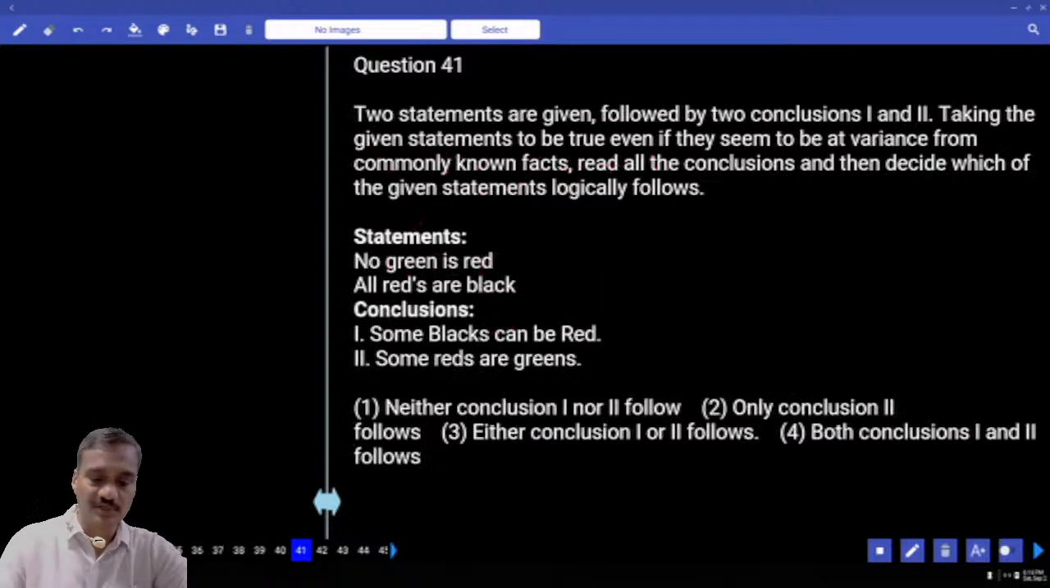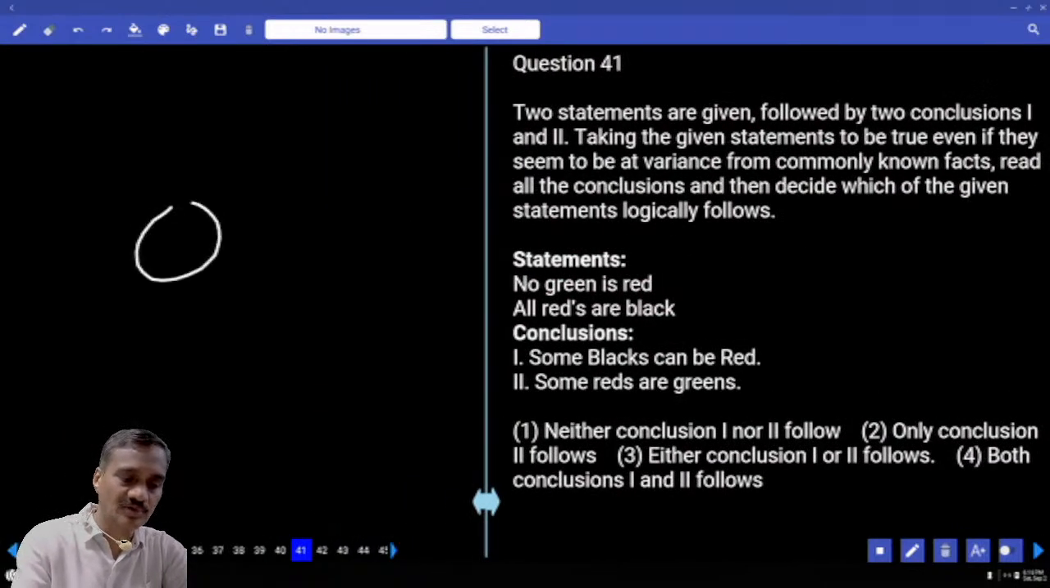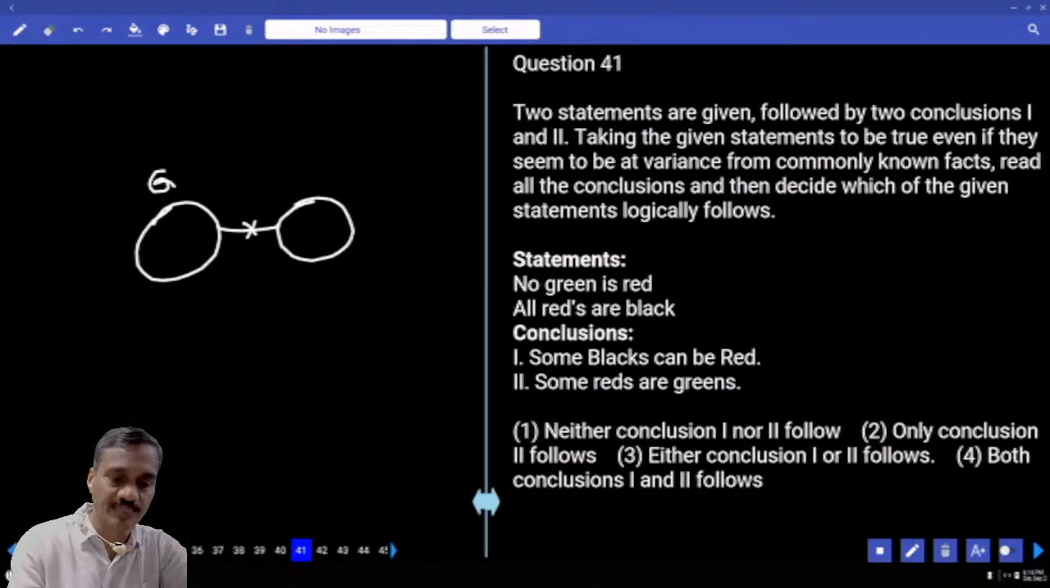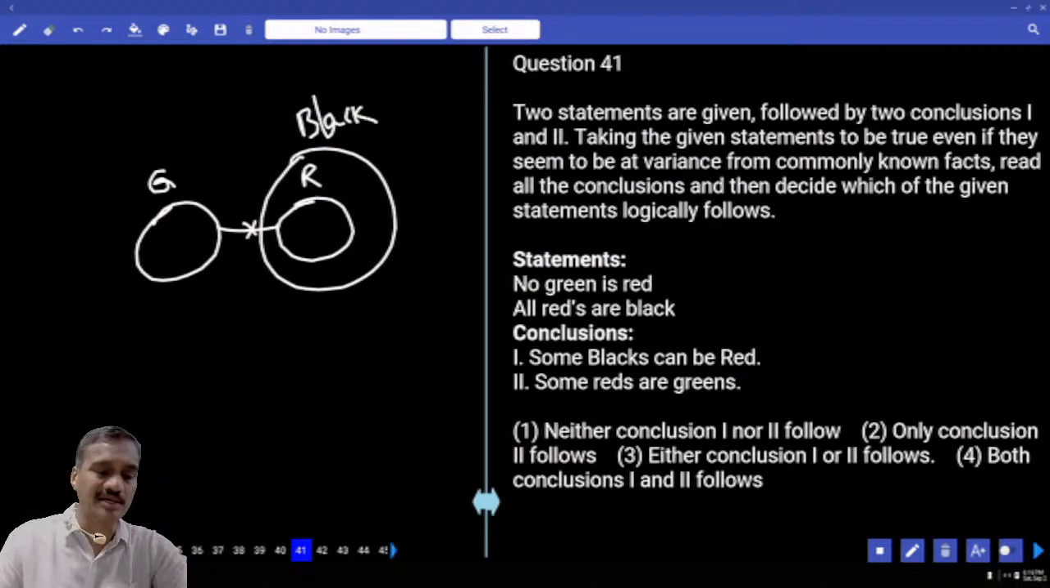And 41. No green is red. This is green and this is red. No intersection between these two, green and red. And all red are black. No green is red and all red is black. Now this all red is black, and some black can be red. Now some of the black can be red.